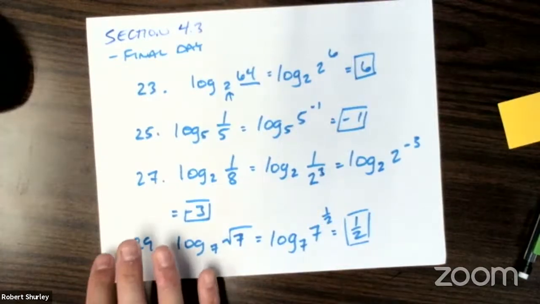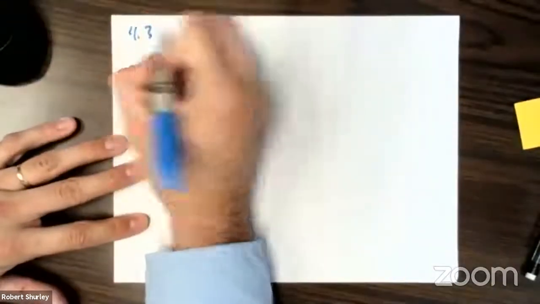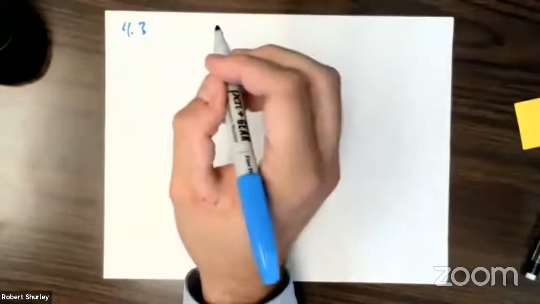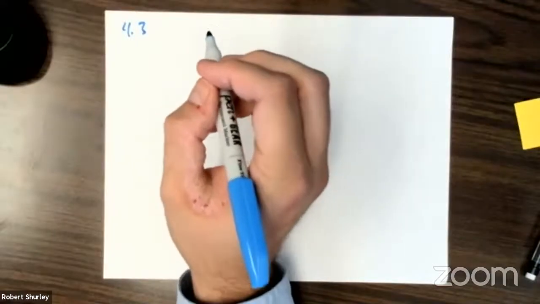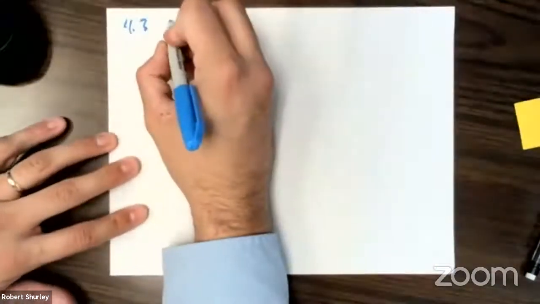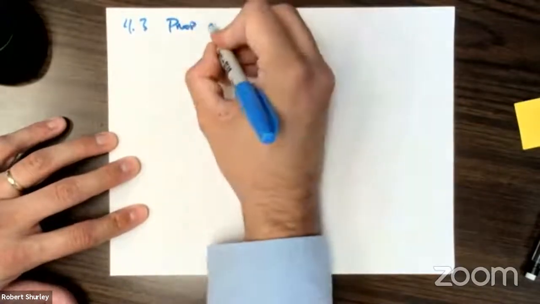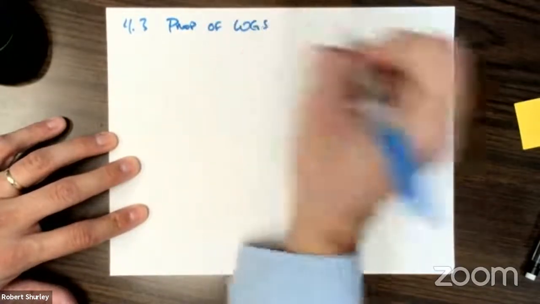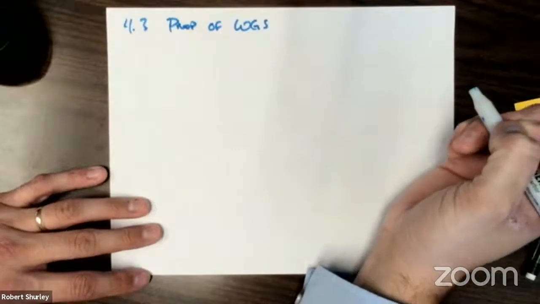Okay, let's start on 4.3 then. So 4.3 is really just more properties of logarithms. It could be written as 4.2b, honestly. But 4.3 is just called properties of logarithms. But we've already gone over the basic properties. Now there's just more properties of logarithms. So I'm going to say properties of logs. Okay, properties of logarithms.